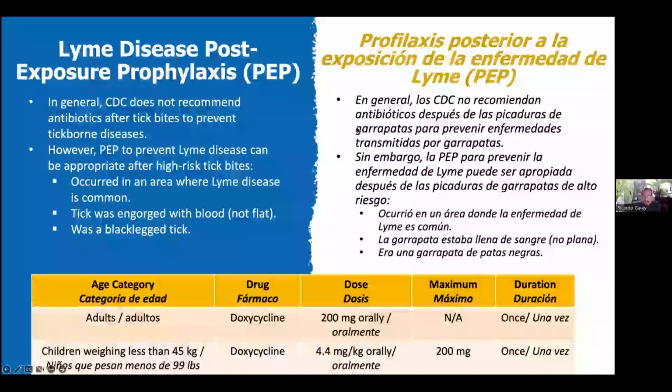So here we show the doxycycline and in what dosages it needs to be given. For an adult, 200 milligrams orally, and it would be a one-time dosage. And for a child that weighs less than 45 kilograms or 99 pounds, it would be 4.4 milligrams per kilogram orally, and the maximum dosage would be 200 milligrams, but once.